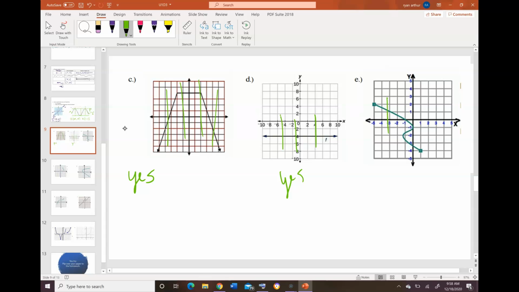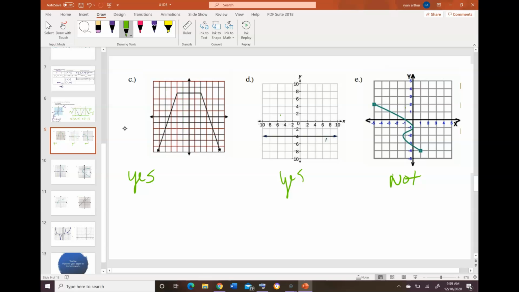Vertical line, it passes here, but does it pass there? No, so this is not a function. Okay, it has to pass everywhere you draw a vertical line. That's why I draw multiple of them. Okay, and if it fails at one vertical line, then it's not a function. Okay, all right, so let's trace our vertical lines.